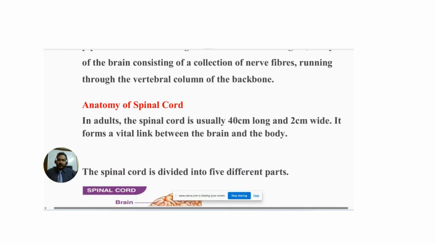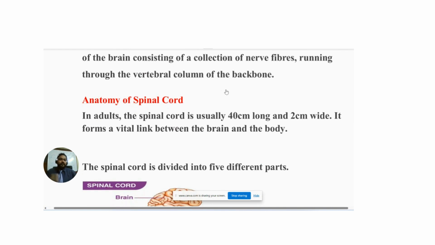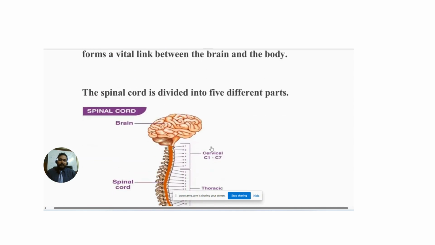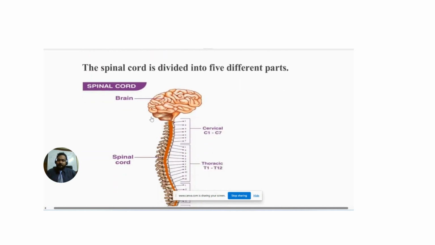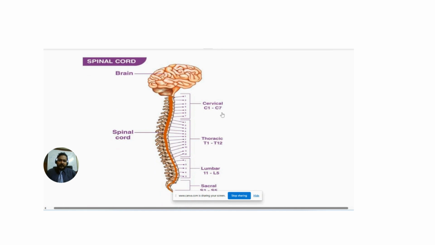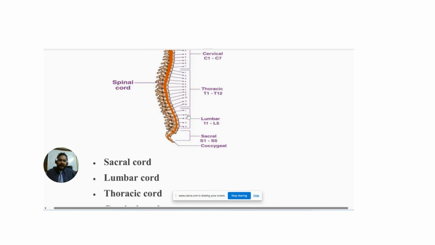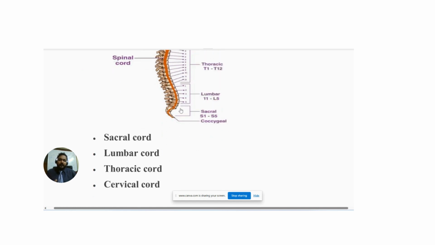Anatomy of the spinal cord. In adults, the spinal cord is usually 40 cm long and 2 cm wide. It forms a vital link between the brain and the body. The spinal cord is divided into five parts: cervical, the neck region; thoracic, the chest region; lumbar and sacral, the low back region; and coccygeal, the tailbone region.